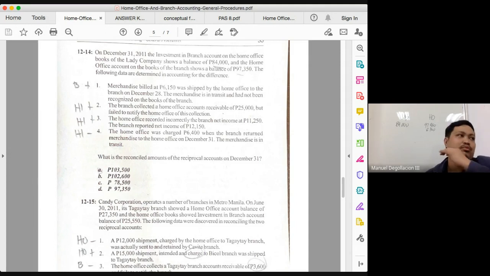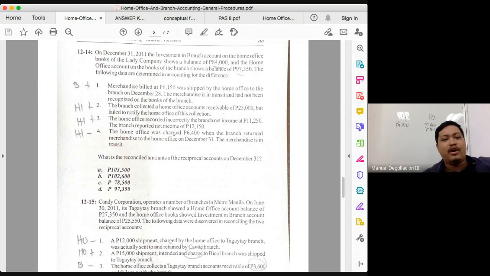So our credit would be the home office account. So debit, cash, and credit home office account in the amount of 25,000. Was that entry prepared? Yes. So that means the 25,000 is already incorporated in the 97,350. So in our table, we will not be doing anything for the home office account.